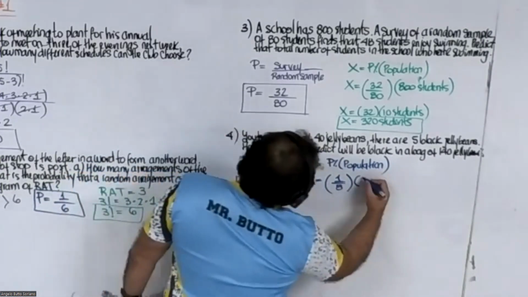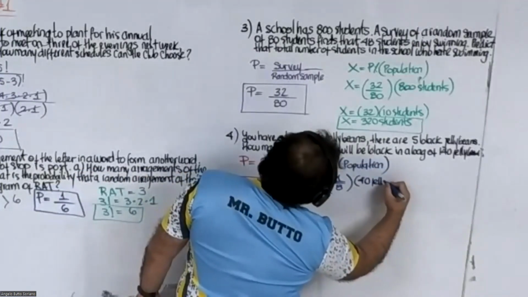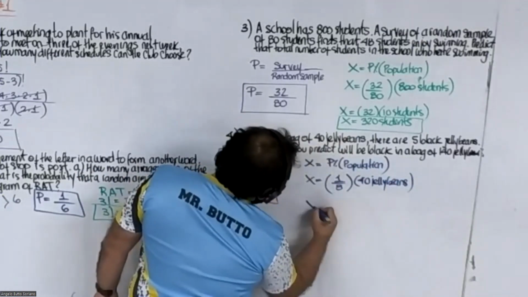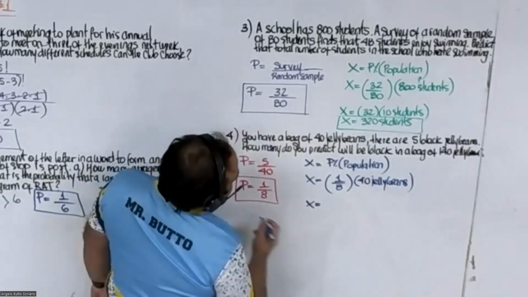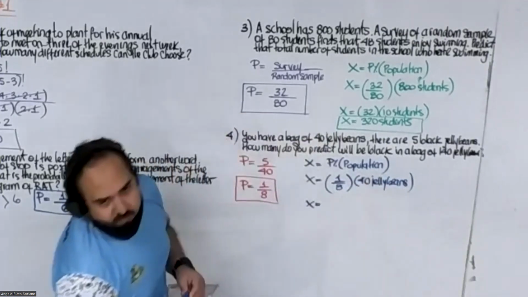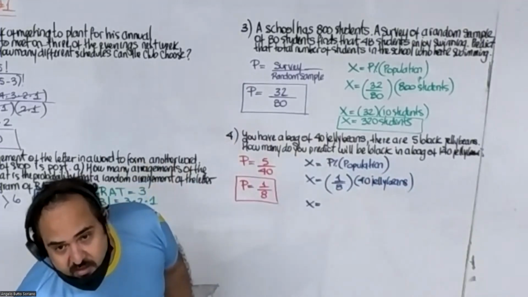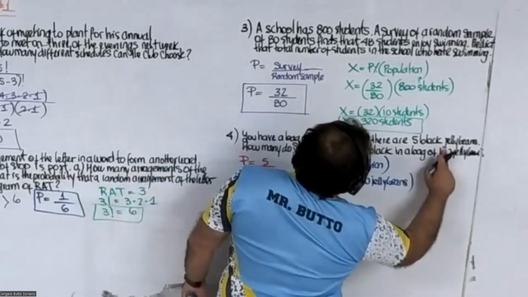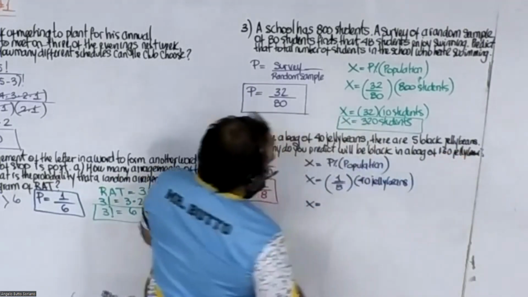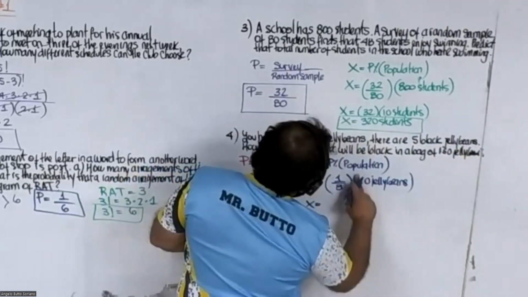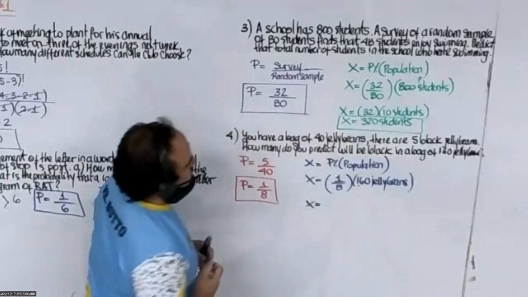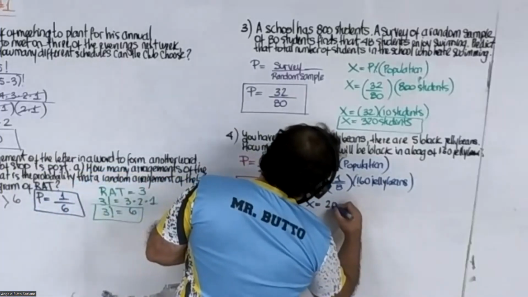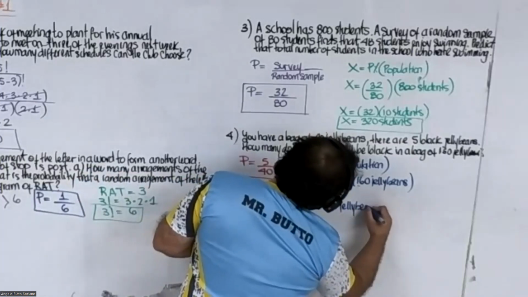We are supposed to have 40 jelly beans. No, this is not 40. It's 160, because I copied it wrong. Oh, 160, sorry, my mistake over here. 160, and this is 160. And 160 divided by 8 obviously will be 20 jelly beans.